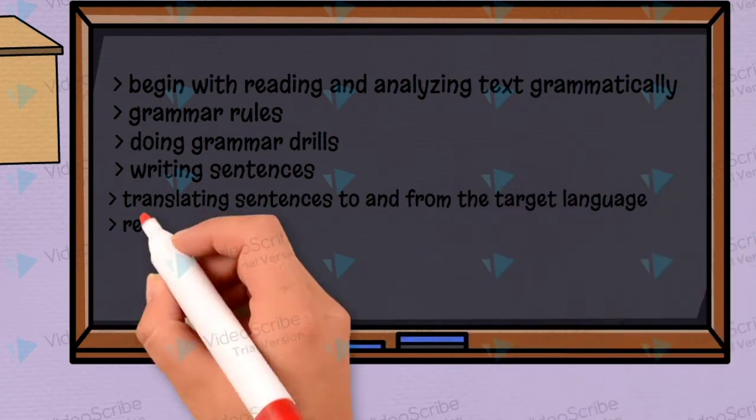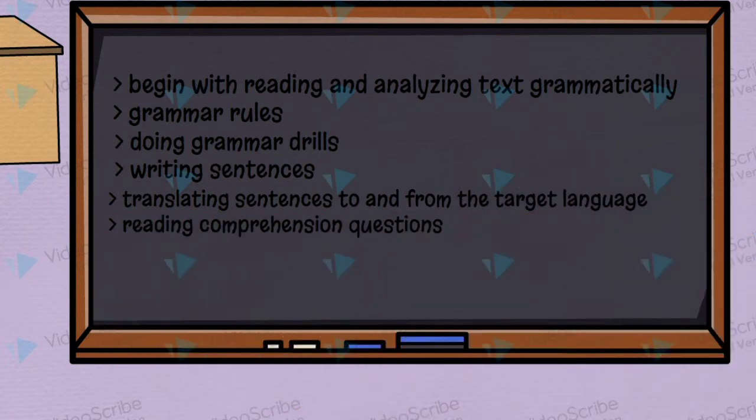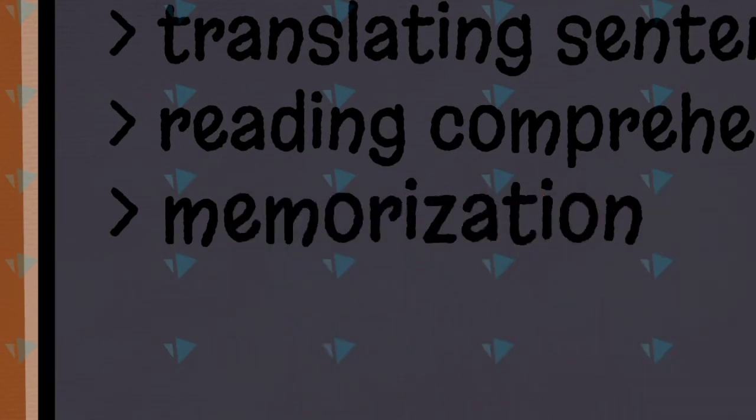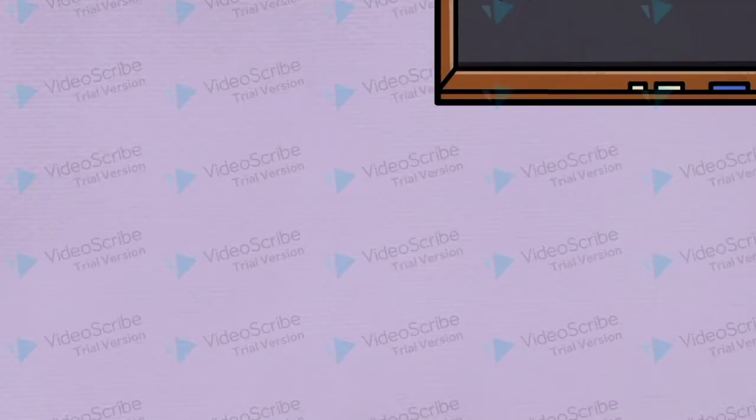Translating sentences to and from the target language. Reading comprehension questions. It means students answer questions in the target language based on their understanding of the reading passage. Memorization. It means students are given lists of target language vocabulary words and their native language equivalents and are asked to memorize them.